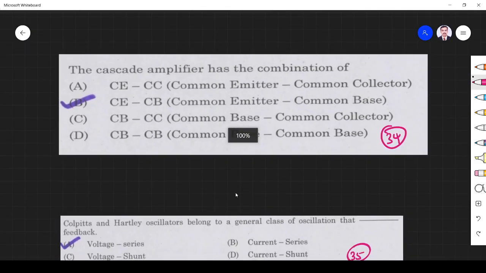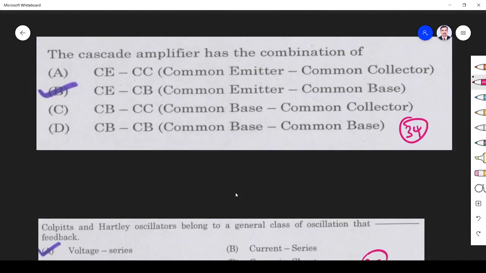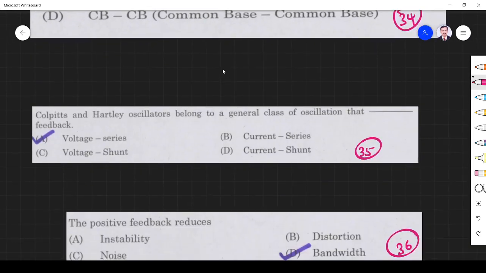Next one. What is the cascade amplifier? It is a combination of CE and CB, that is, common emitter and common base. Colpitts and Hartley oscillators belong to a general class of oscillators that use voltage series feedback. Option A is the right answer.